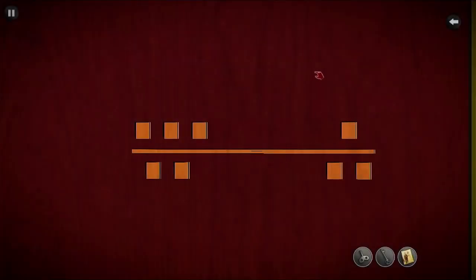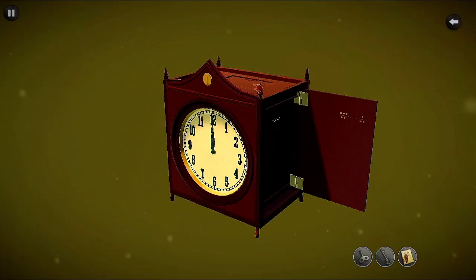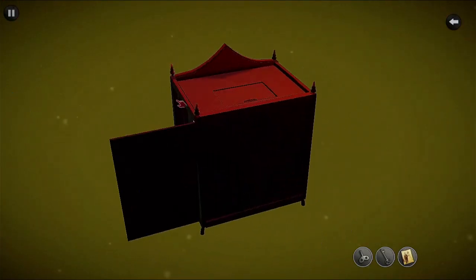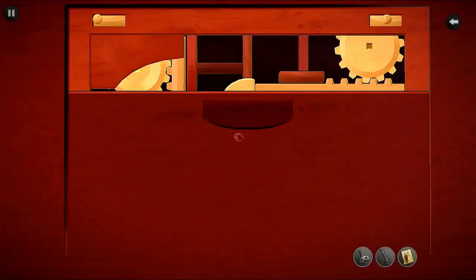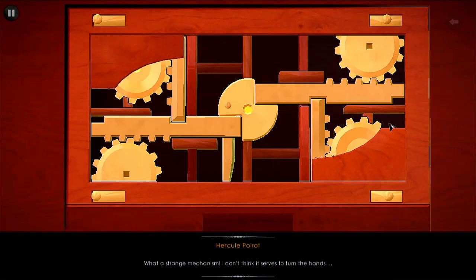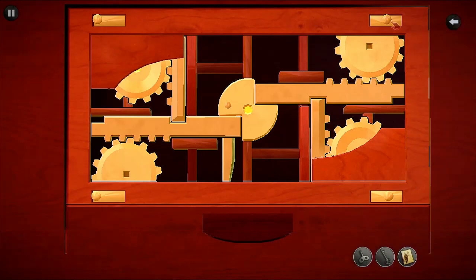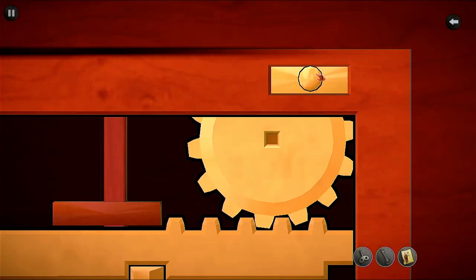Oh, okay, hang on. Let me write this down, because I feel like this is what we need to do that puzzle. Line. Okay, I wonder if that's how to do this puzzle at the top, maybe? No, we do not need this. We need this. Where are these people buying these complicated mechanisms? I don't think it serves to turn hands. How do we move it then? With the key, maybe?